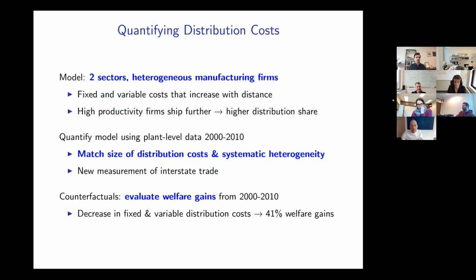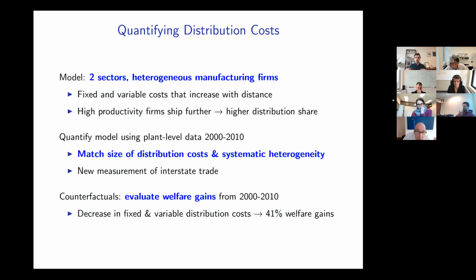Manufacturing firms are going to be shipping their goods across space, and they're going to face both fixed and variable costs that increase with distance. High productivity firms are going to be shipping their products further than low productivity firms, and therefore they're going to have a higher distribution share because they're reaching more distant markets.